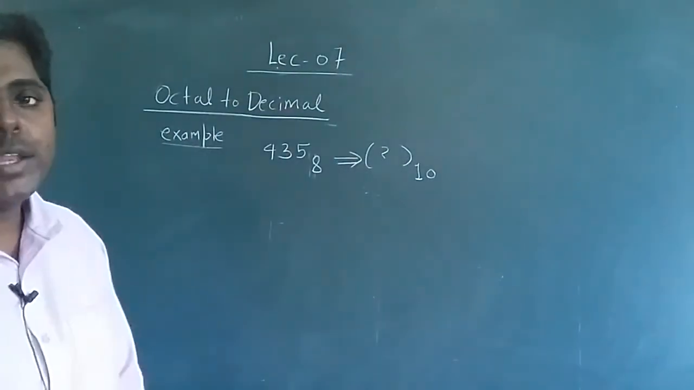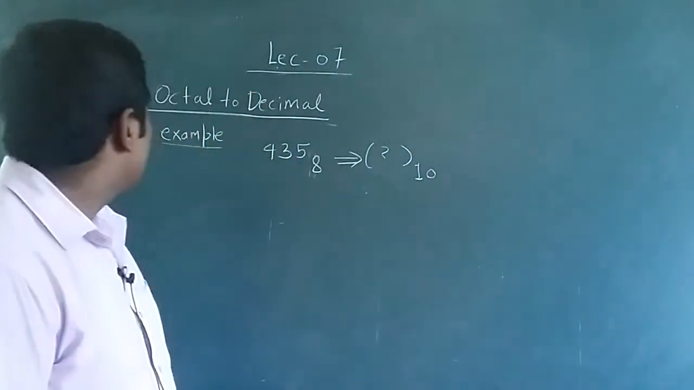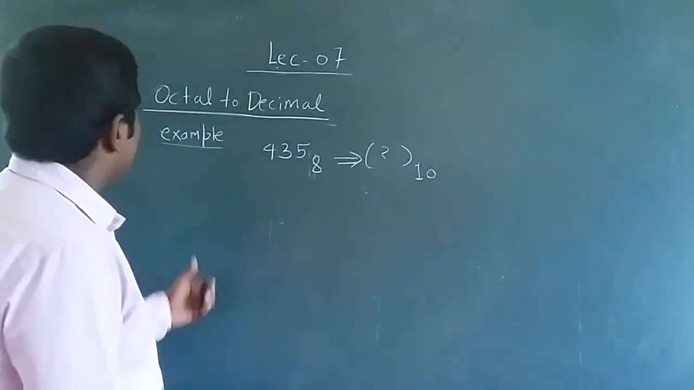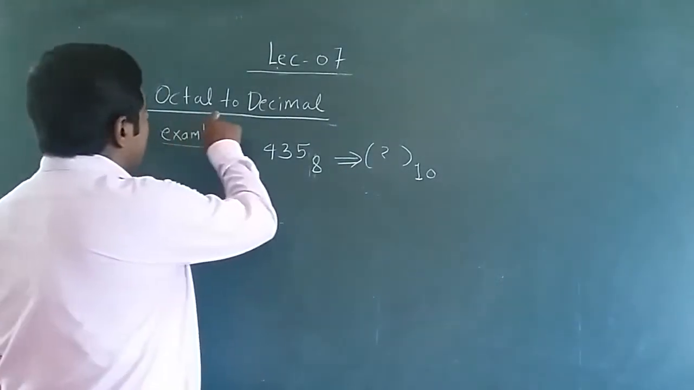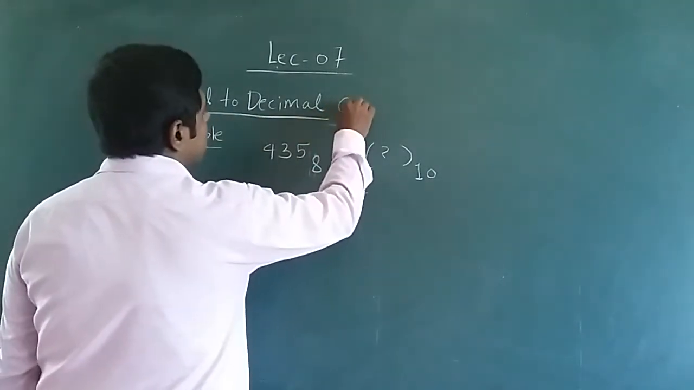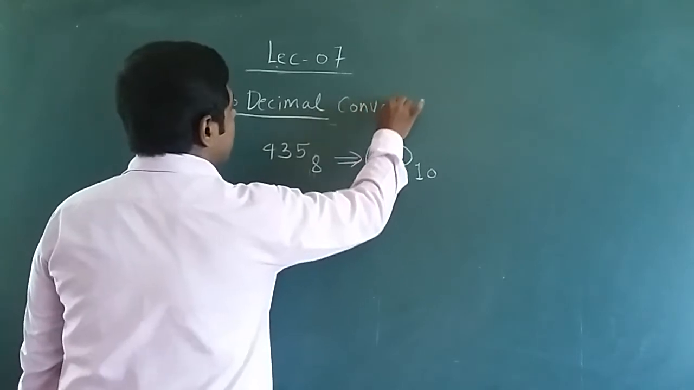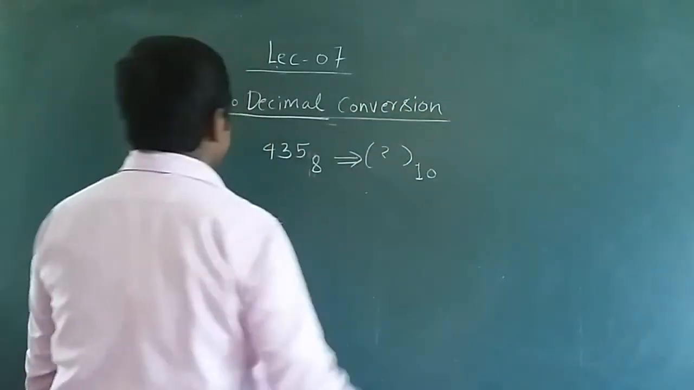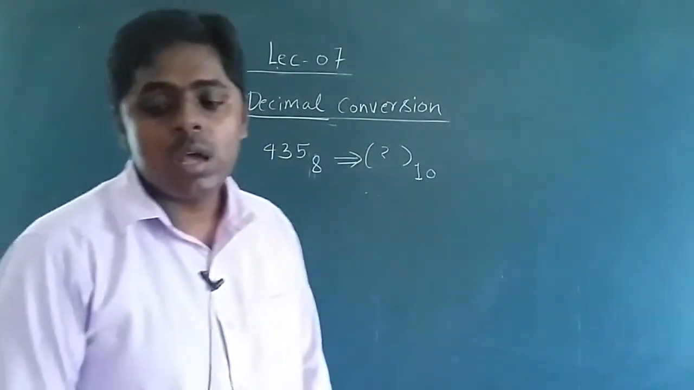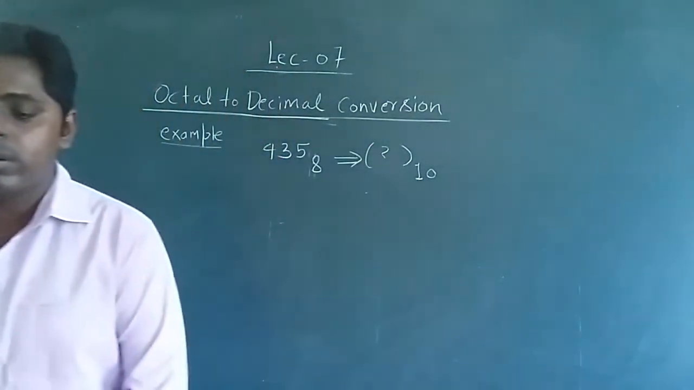And today we are going to convert an octal number into a decimal number. This is your octal to decimal conversion. See the methods, the steps, of how we are going to convert it.